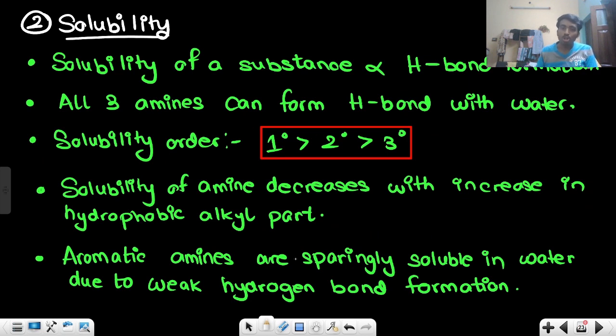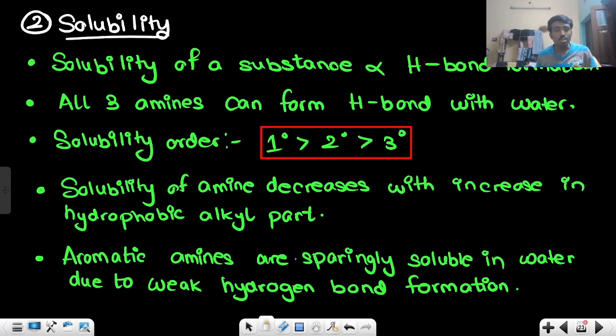Solubility. Solubility of a substance actually depends on the hydrogen bond formation. You have seen for all the compounds in chemical bonding in class 11, hydrogen bonding, how it is happening. Right? There was a question, HF is soluble in water but HCl is not. Why? Because HF can form strong hydrogen bond, HCl cannot. Right? So this type of questions are there. So actually solubility of a substance is proportional to hydrogen bond formation. If it is going to form hydrogen bond with the solvent, then it is soluble, otherwise not.